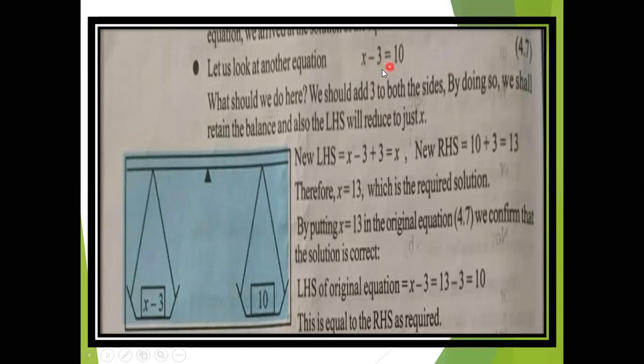So for x minus 3 equals 10, the equation they have given, you should add 3 on both sides. That means x minus 3 is the LHS, and this 10 is the RHS. LHS means left hand side, RHS means right hand side. So now our LHS equals x minus 3 plus 3, since we have to add 3 on both sides. Why do we add? Because plus 3 and minus 3 will get cancelled, so you will get only x. Now for the RHS, 10 plus 3 you will get as 13.